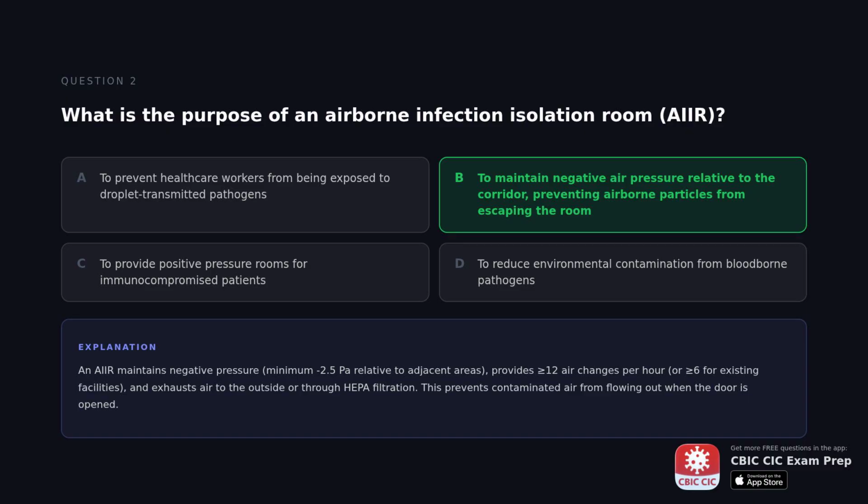The correct answer is to maintain negative air pressure relative to the corridor, preventing airborne particles from escaping the room. An AIIR maintains negative pressure, minimum -2.5 Pa relative to adjacent areas, provides 12 air changes per hour, or 6 for existing facilities, and exhausts air to the outside or through HEPA filtration. This prevents contaminated air from flowing out when the door is opened.